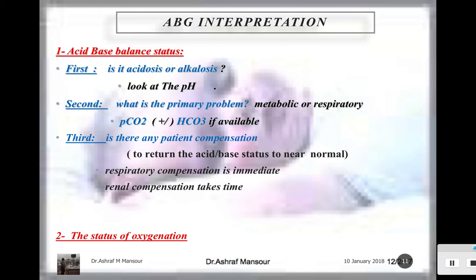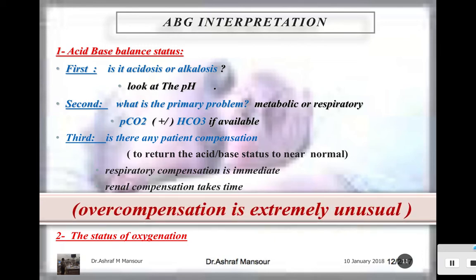The third, after you define that this is, for example, acidosis and it is respiratory, you have to define is there any compensation or no. Is the body returning or trying to return the acid-base status to the normal or near normal or no? And is it complete compensation or partial compensation? Then the other factor you have to look to is the oxygenation through the PO2, only in arterial sample.